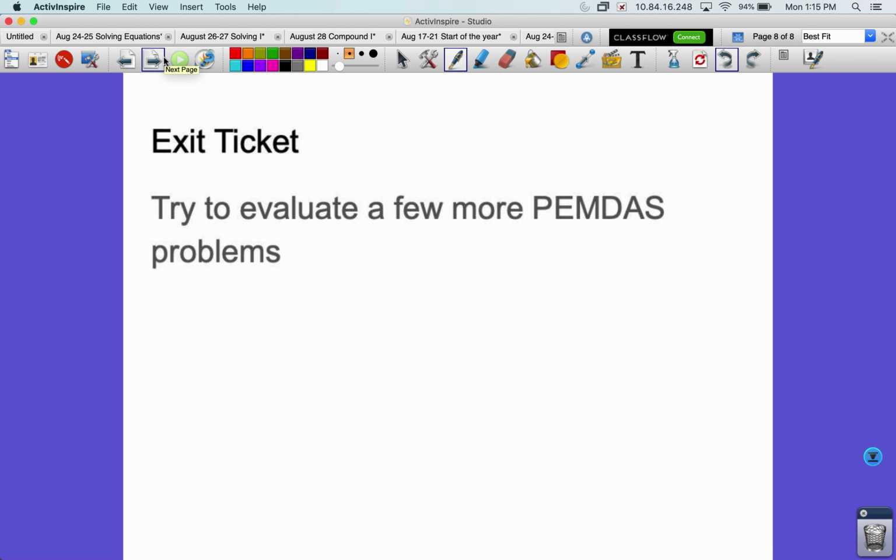All right, so I'm going to put a couple more questions for you to do here. Try them out. This is just a completion grade. I want to see how well you guys are doing now that you have hopefully relearned how to simplify using PEMDAS.